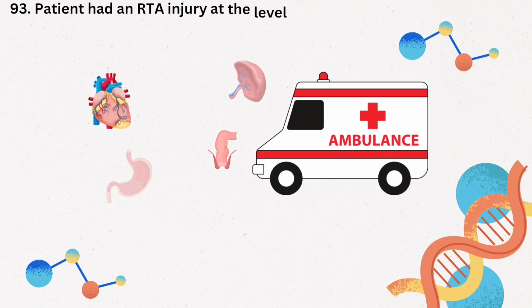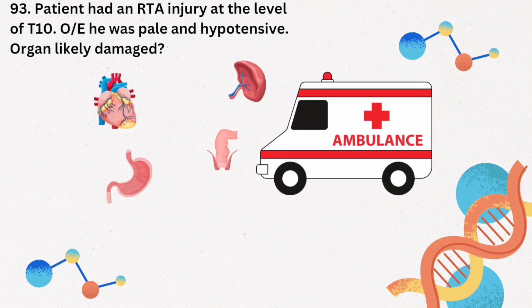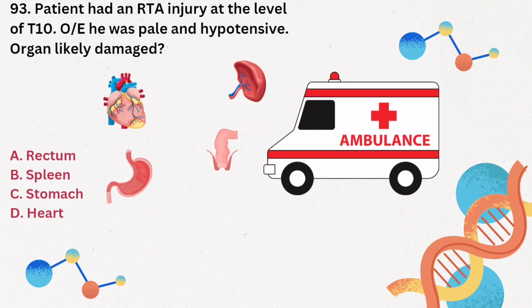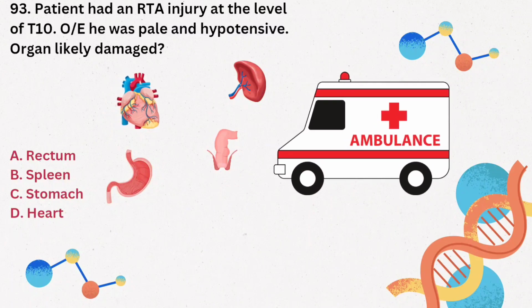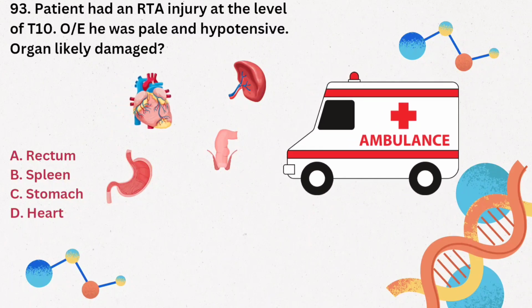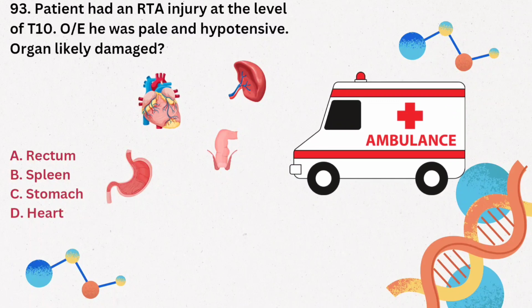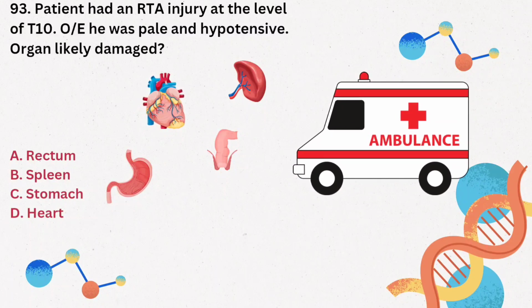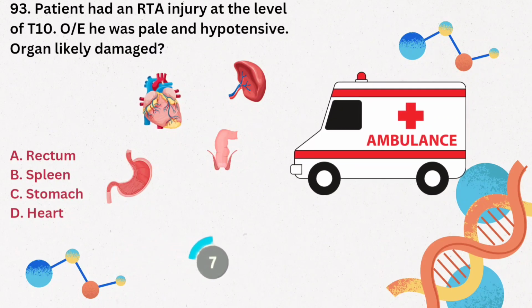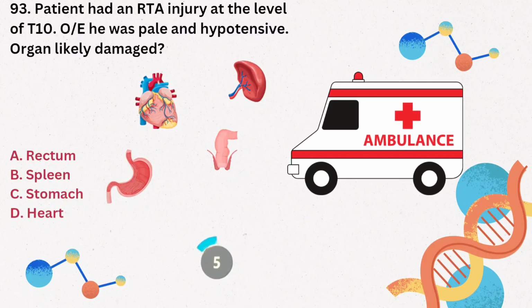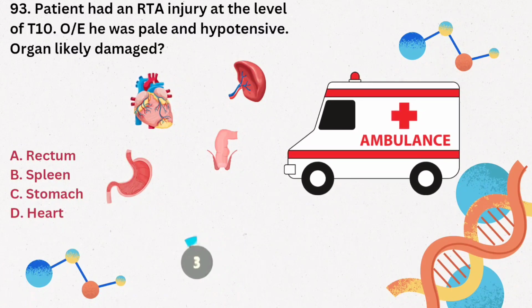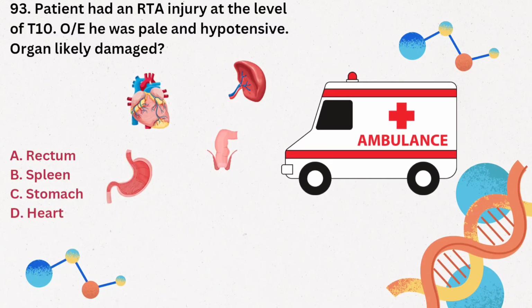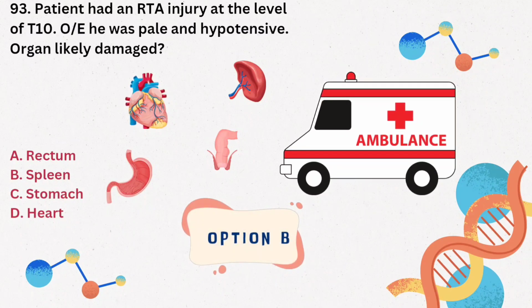Patient had an RTA injury at the level of T10. On examination, he was pale and hypotensive. Organ likely damaged: A. Rectum. B. Spleen. C. Stomach. D. Heart. Option B is the right answer.